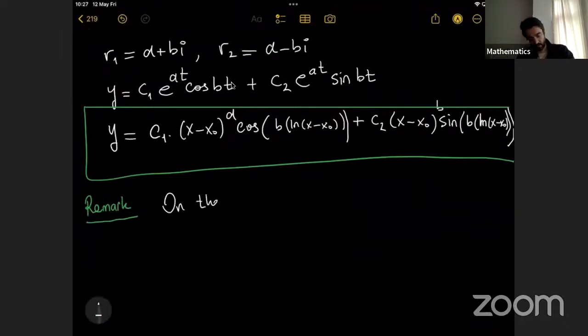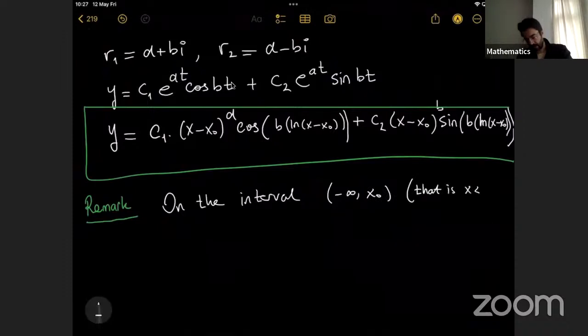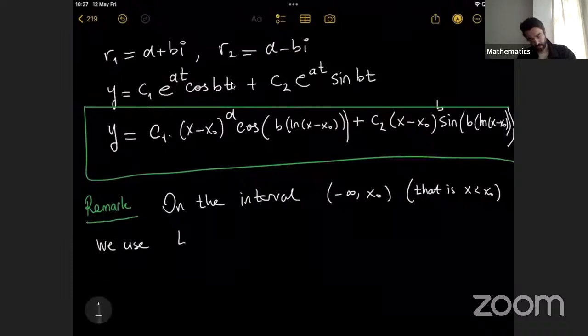On the interval minus infinity to x naught, that means basically x is less than x0, we use the substitution x minus x naught is equal to minus e to the t. Instead of e to the t, we use minus e to the t.